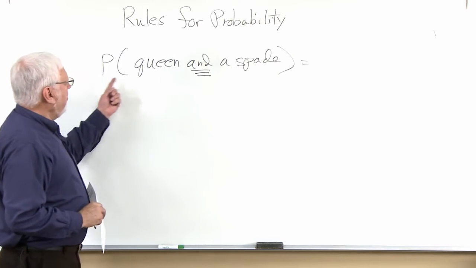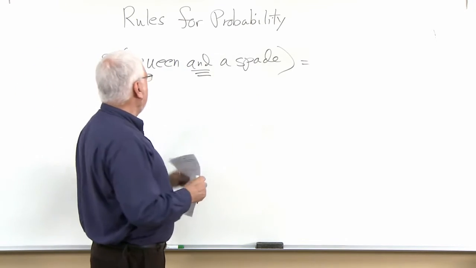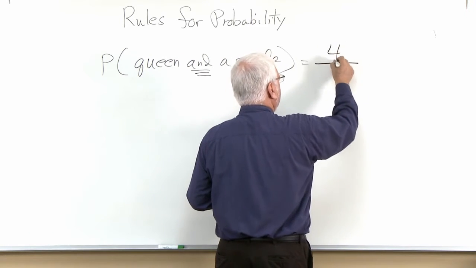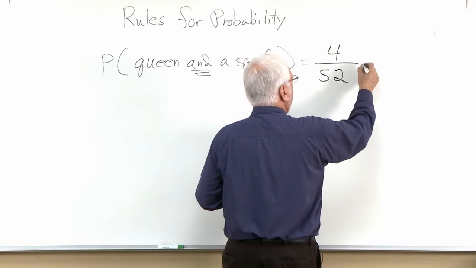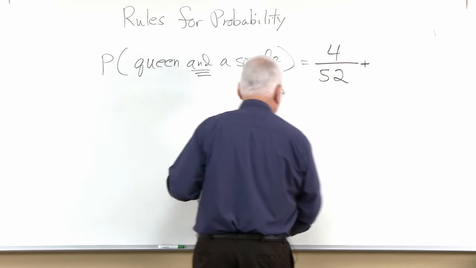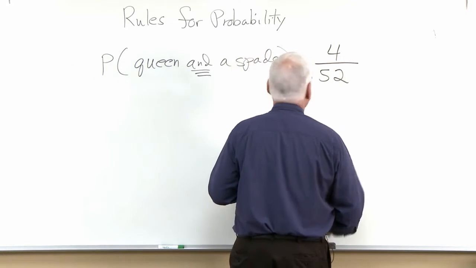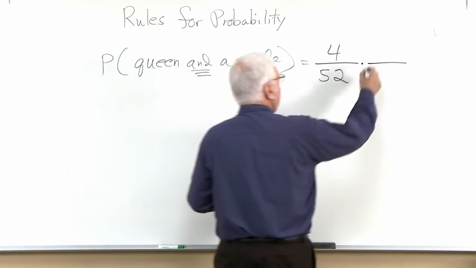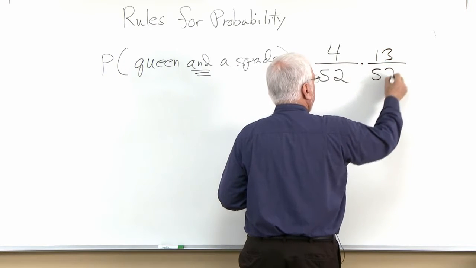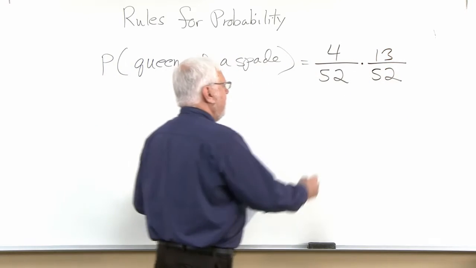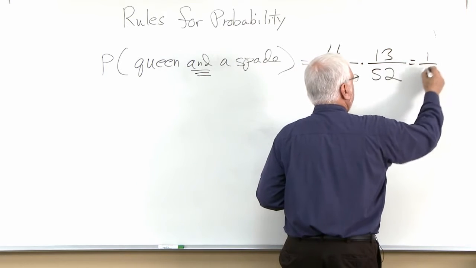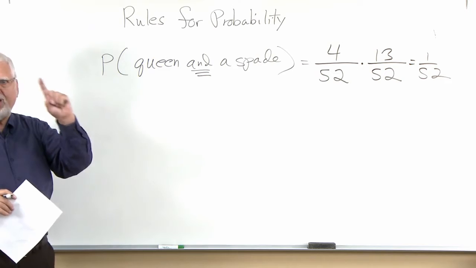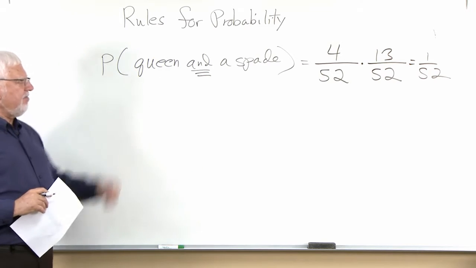So we want to find the probability of a queen and a spade. So first we figure out queen, and how many queens are there? There's 4 queens out of 52. And then this is times, because we want one and the other. And so then now how many spades are there? 13 out of 52. And then we get 1 out of 52. Now we could have figured that out, because how many queens of spades are there in there? There's only 1 out of 52. But that's our and formula.